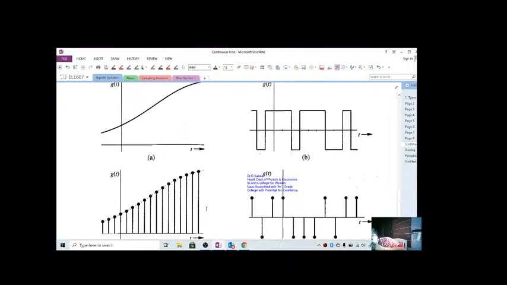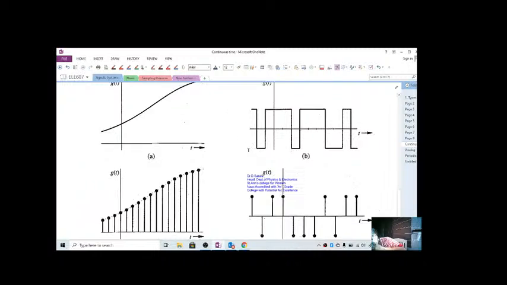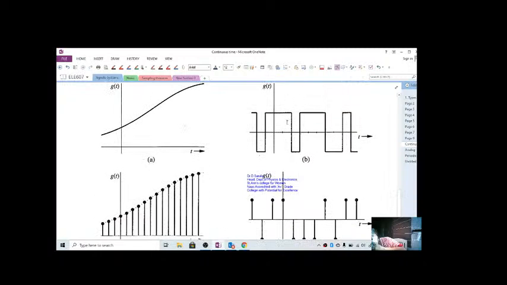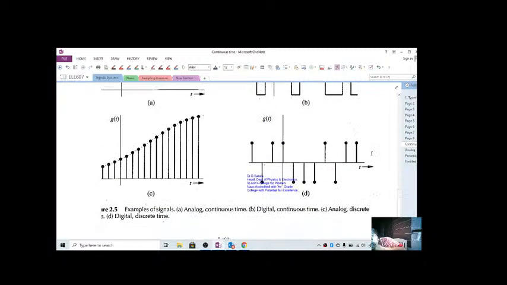Examples of signals: this is analog, continuous in time. B is digital continuous. This is a digital signal. Discrete: digital and discrete are similar. Similarly, analog and continuous are similar. Analog discrete and digital discrete. So analogically it is continuously increasing, but at discrete intervals of time. This is discrete, but also digital.